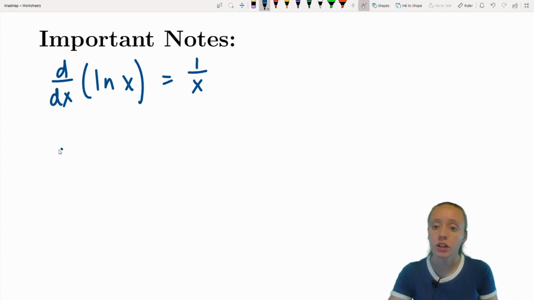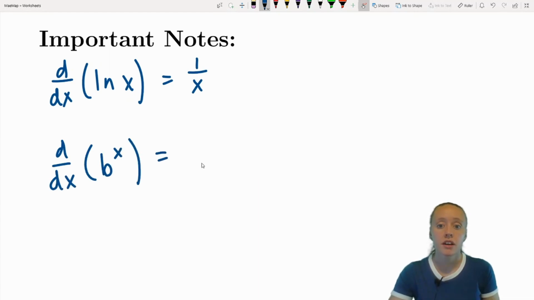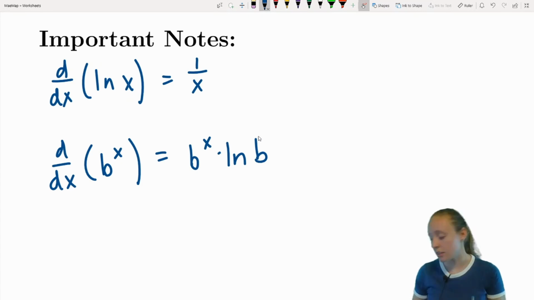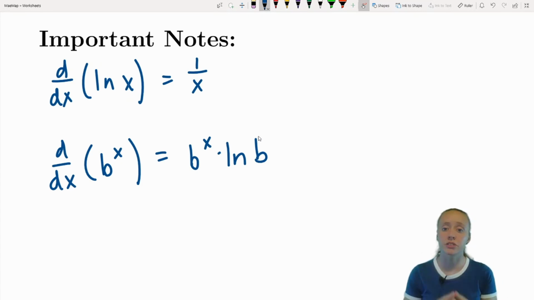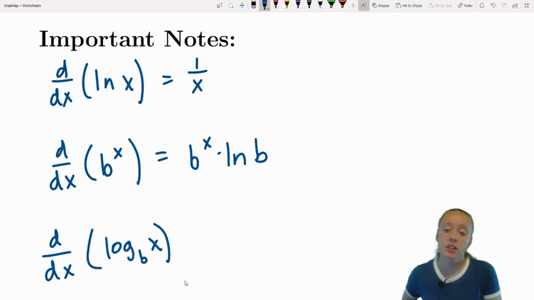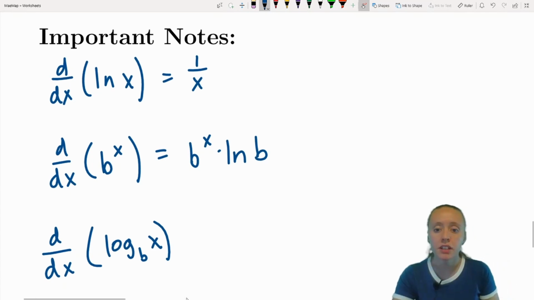The next derivative we talked about was the derivative of b to the x. And if you remember, that was b to the x times the ln of b. Now for the other parts we did logarithmic differentiation, or we had to do a little bit of chain rule. But let's assume that we're taking the derivative of some function that isn't necessarily a natural log function. Let's say we're trying to take the derivative with respect to x of log base b of x. Well, what's that derivative? Let's talk about it really quickly, and then I'll put it in the notes.